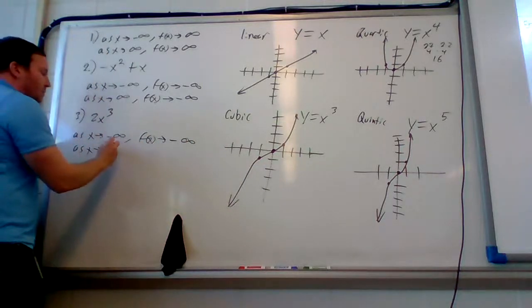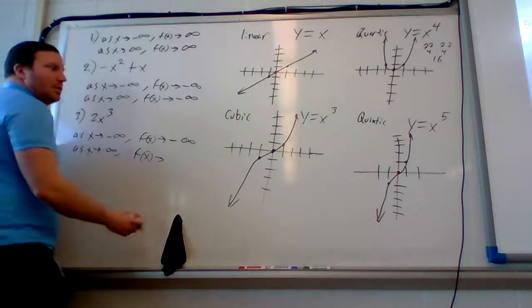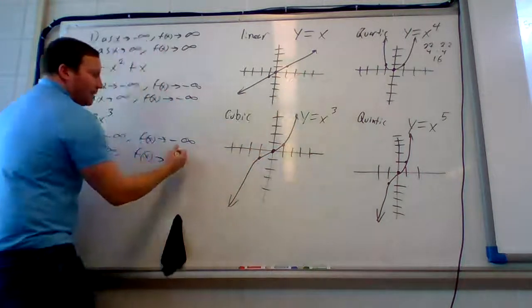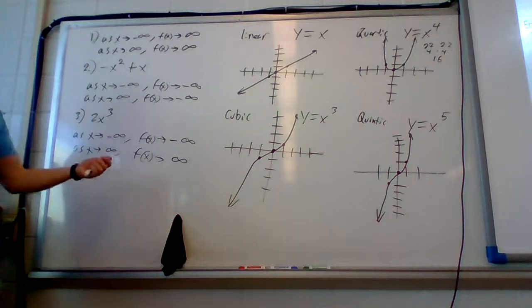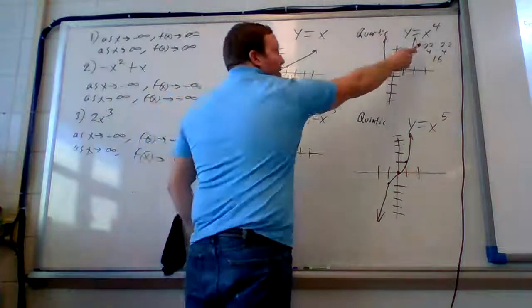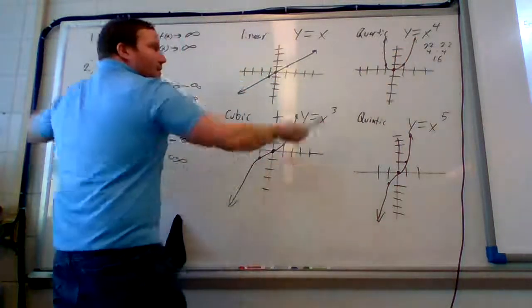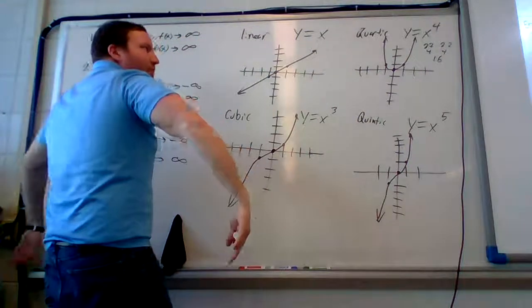As x goes towards positive infinity, f of x is going towards positive infinity. Right? The way I always like to think about it and the way I remember it, if you have an even degree function, your positive is going up. Right? Opposite, if it's a negative leading coefficient, it's going down.